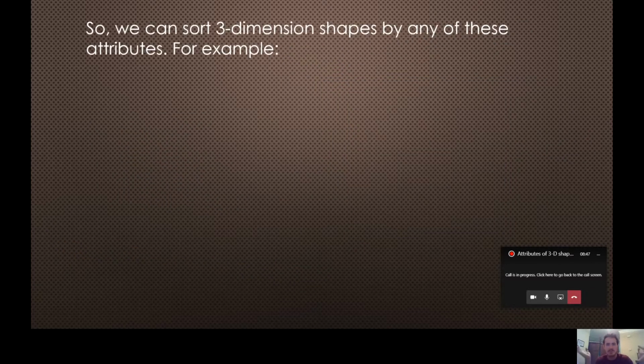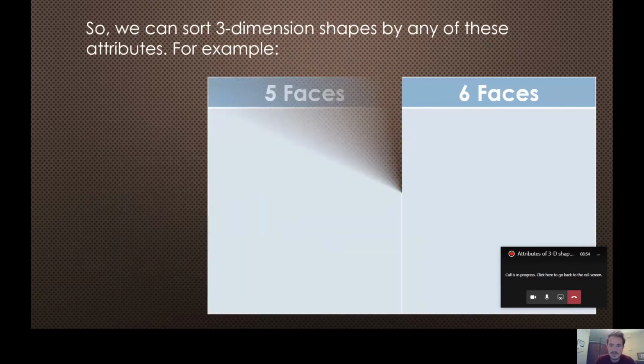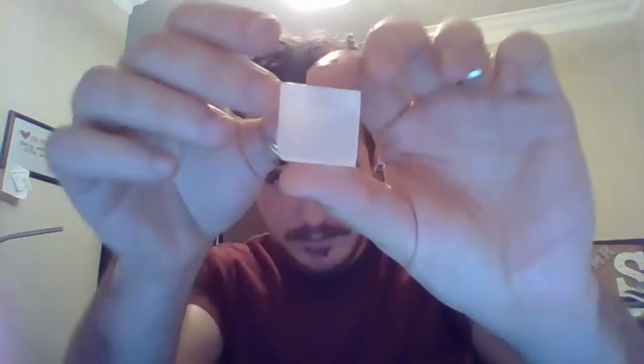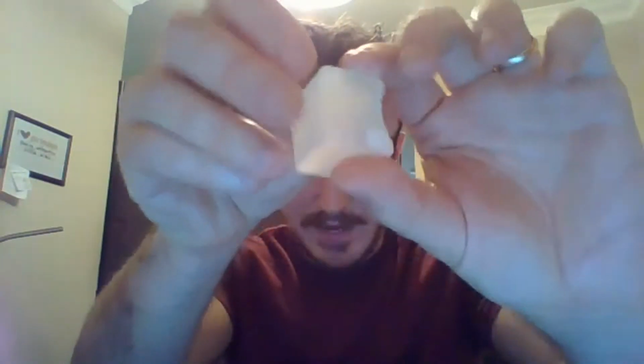We can sort three-dimensional shapes by any of these attributes. For example, here's a chart. I want to sort thinking about the number of faces that my three-dimensional shape has. So remember, a face is a flat surface on a three-dimensional shape. So look at my cube right now. Hang on. Let's go back here. Look at my cube. How many faces does my cube have?